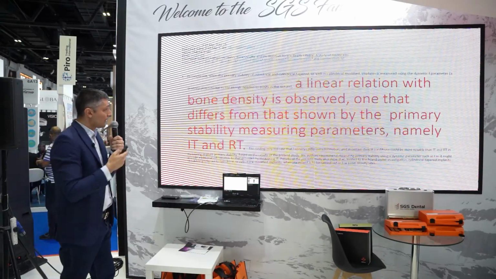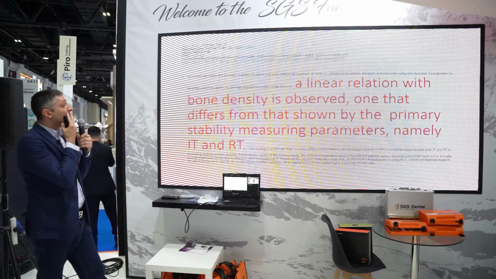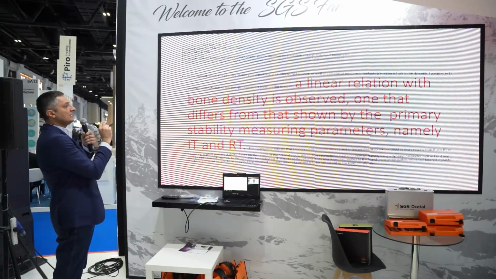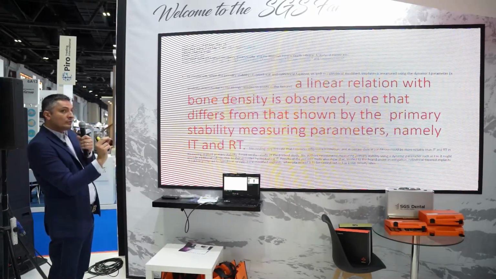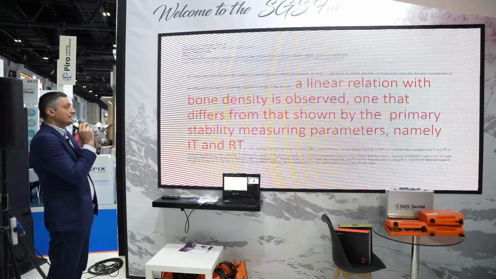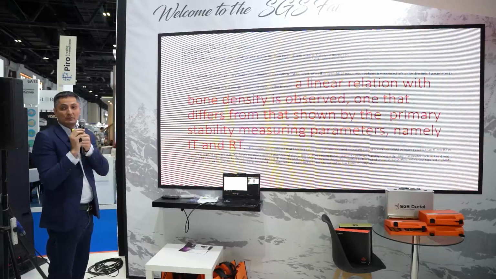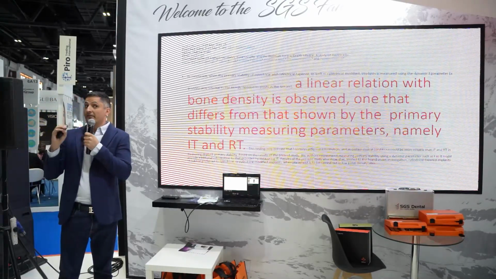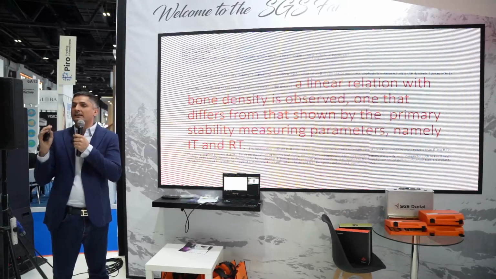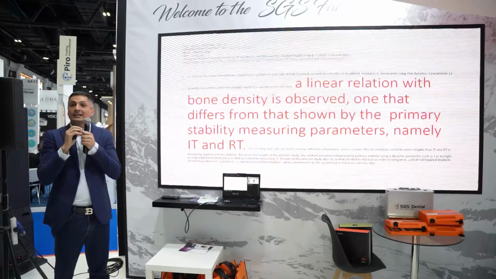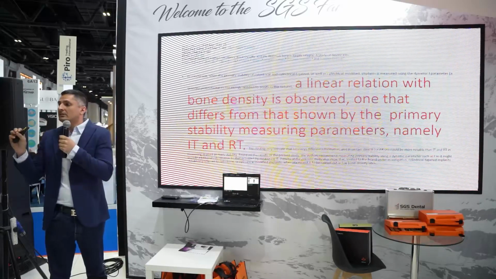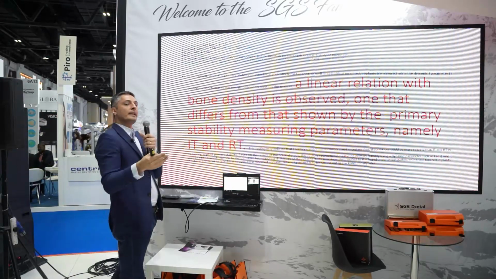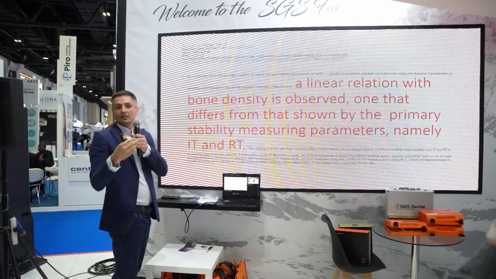Okay. So in conclusion, in some articles we are talking about a linear relation between the bone density and the insertion torque and the reverse torque. It's very important. So when we have a mandible case, we will have a very high insertion torque, even with the whole SGS system, especially with the P7. Now I will show some cases and how I work with them.